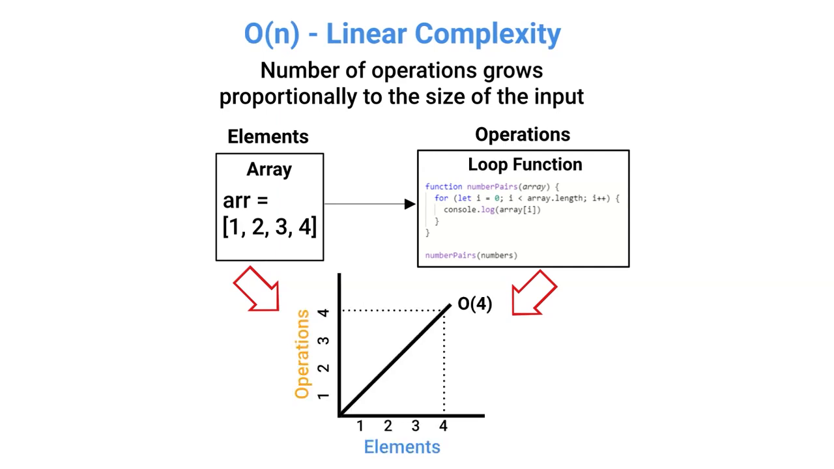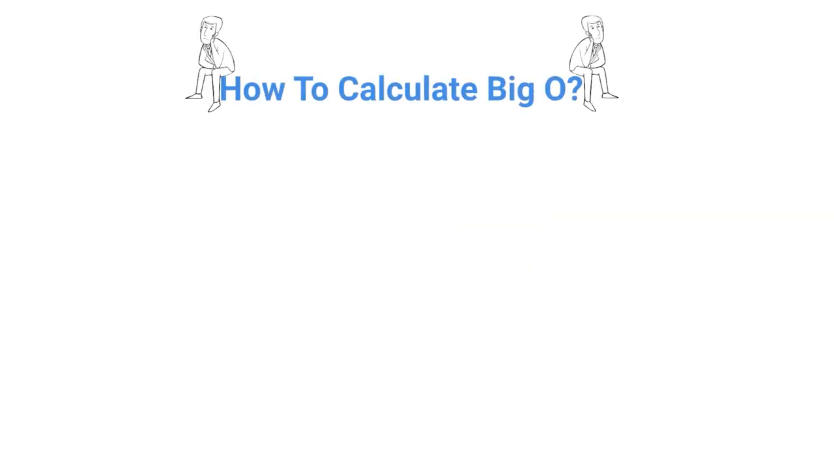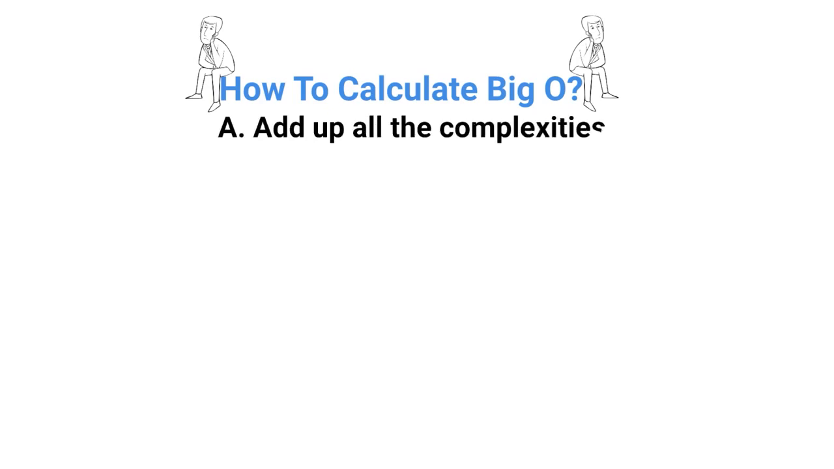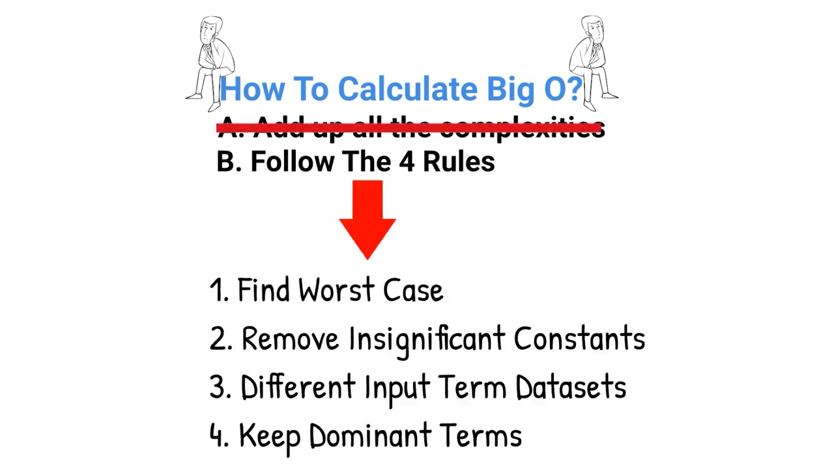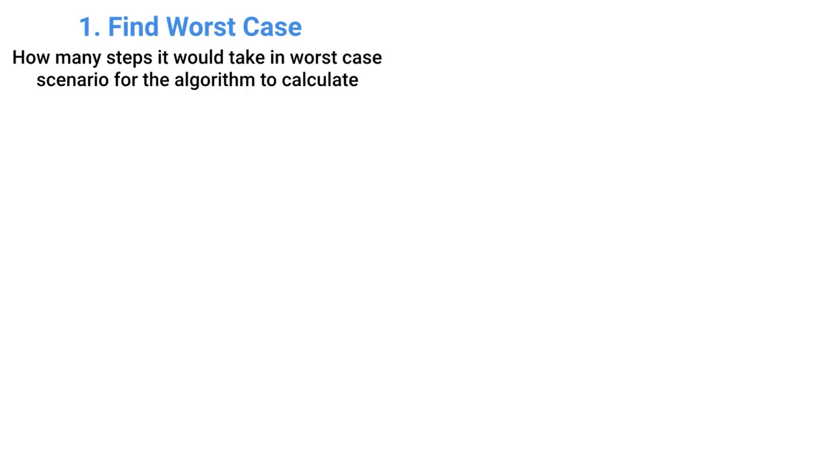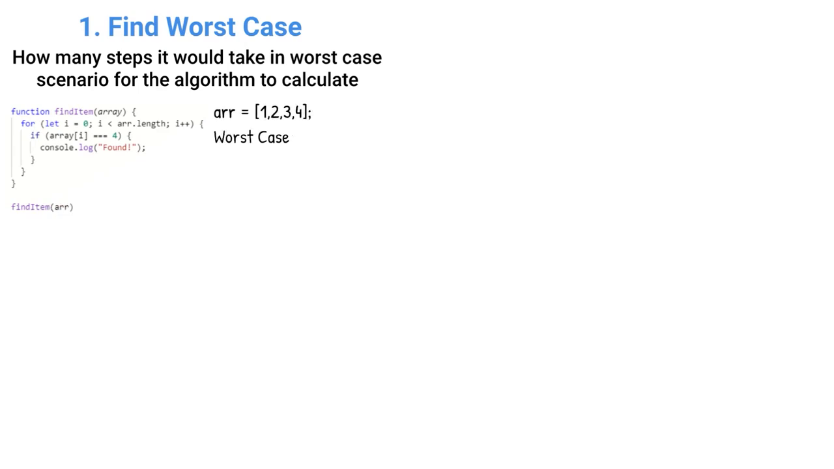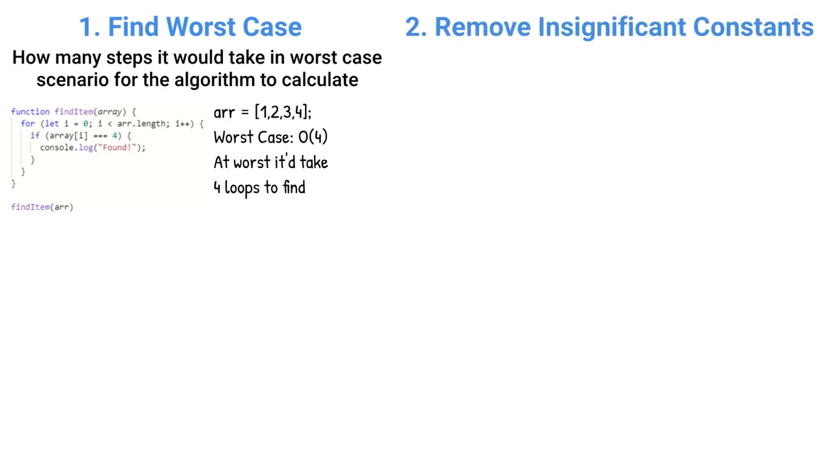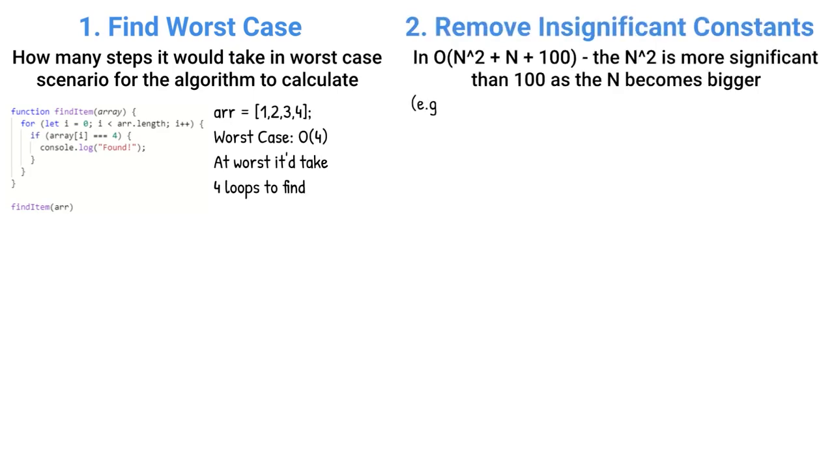To calculate the big O for an algorithm, you could either identify all complexities and add them up together, or a better way is to follow these 4 rules. Finding the worst case simply means how many steps it would take at most for an algorithm to calculate. For example, in a 4 items array, the worst case of finding an item would be 4 steps. Removing constants is useful as the n number gets much bigger compared to the constants present in the algorithm.